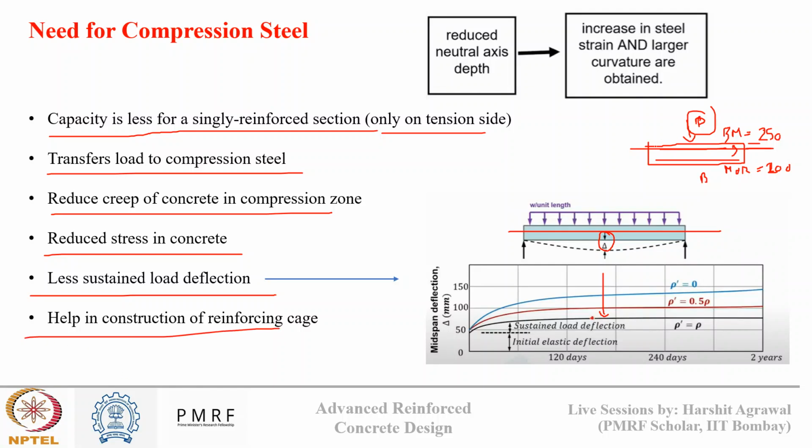Since we are providing reinforcement on both sides, if you look at the cross section, there are two reinforcement bars here, three here, so we can easily create a reinforcement cage using this reinforcement without providing any dowel bars on the side to hold the stirrups.